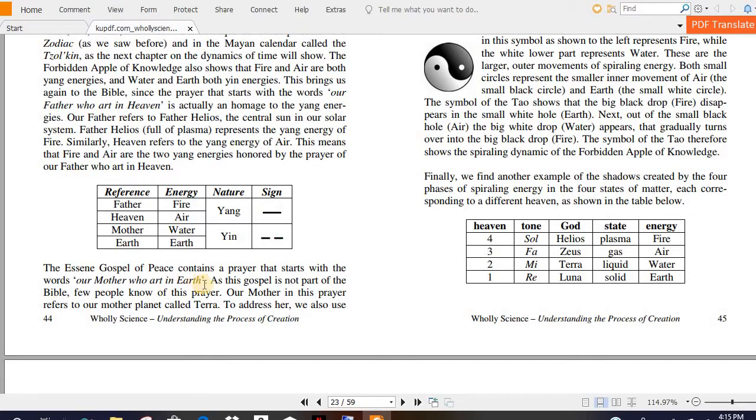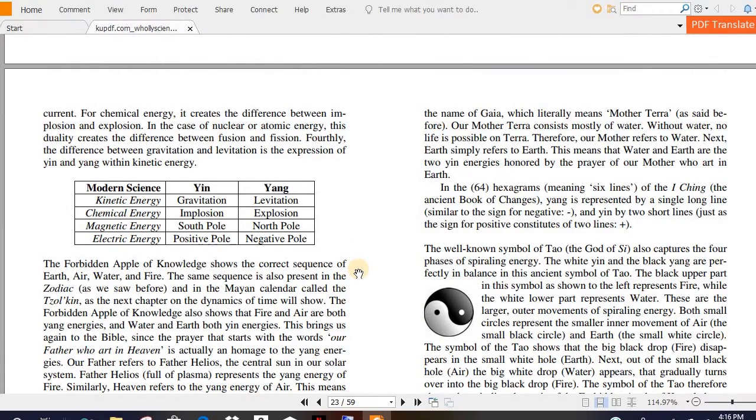The Essene Gospel of Peace contains a prayer that starts with the words, Our Mother who art in earth. As the gospel is not part of the Bible, few people know of this prayer. Our Mother in this prayer refers to our mother called Terra. To address her, we also use the name Gaia, which literally means Mother Terra. As said before, our Mother Terra consists mostly of water. Without water, no life is possible on Terra. Therefore, our Mother refers to water. Next, Earth simply refers to Earth. This means that water and Earth are the two yin energies honored by the prayer of Our Mother who art in Earth.